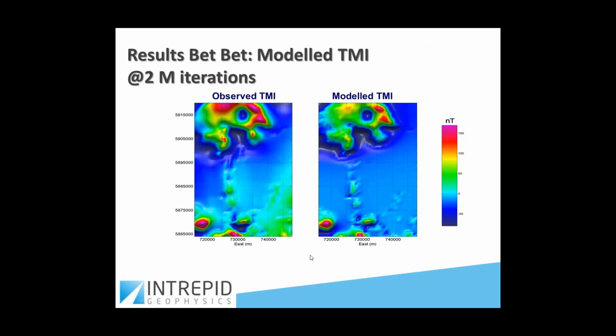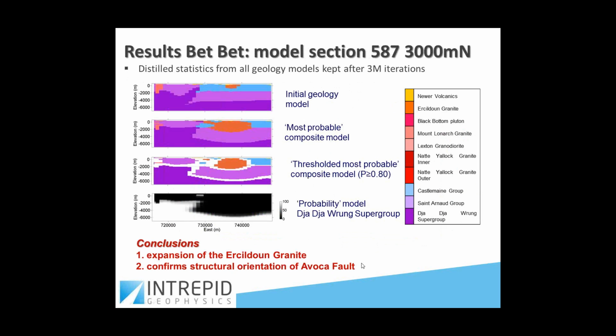Likewise, we can show you the TMI, and on the left-hand side is the observed TMI, on the right-hand side the model TMI for the point at the 2 million iteration level. And so again, main features are being honoured quite well, but this model actually wasn't one that was kept. And so now, if we can imagine, we have the equivalent of 7 million models. All those kept after burn-in, after 3 million iterations, through to the very end of iterations at 10 million. All of those were kept and distilled.